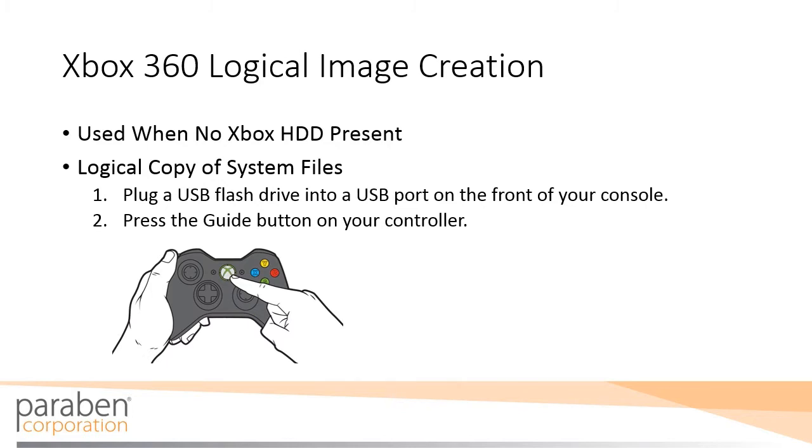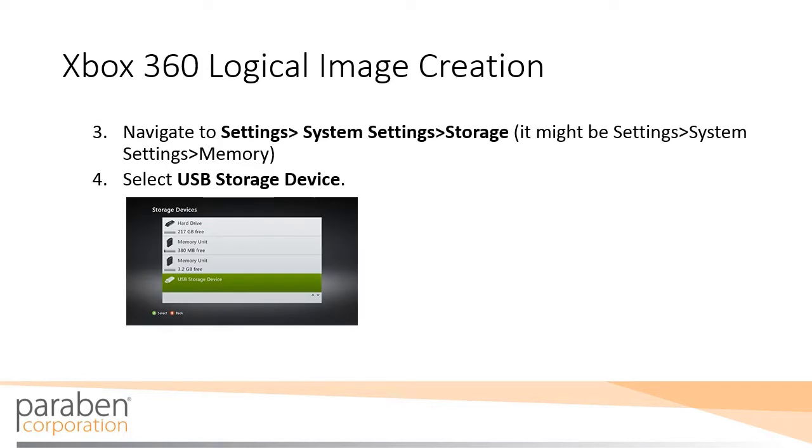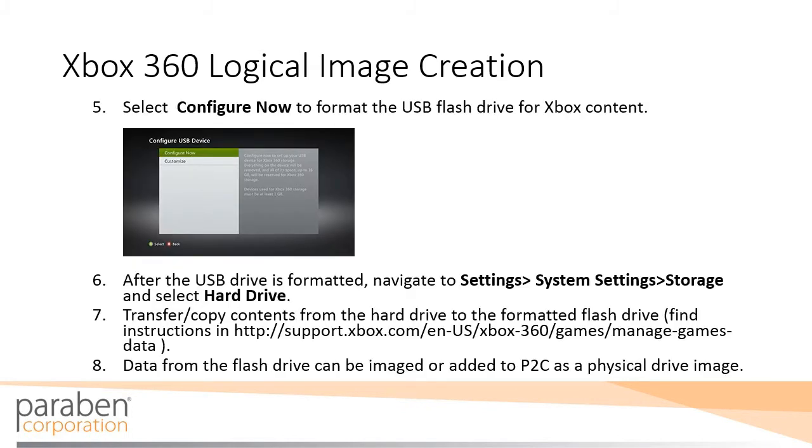First, you're going to turn on your Xbox system and plug the USB drive into the front of your console. You're then going to press the guide button or the green X on your controller. And you're going to navigate to Settings, System Settings, Storage, and this might be Settings, System Settings, Memory, depending on the firmware of the Xbox system. Then you're going to go to USB storage device. Now this is the evidence drive that you just plugged in that you're going to format to copy over the logical data to.